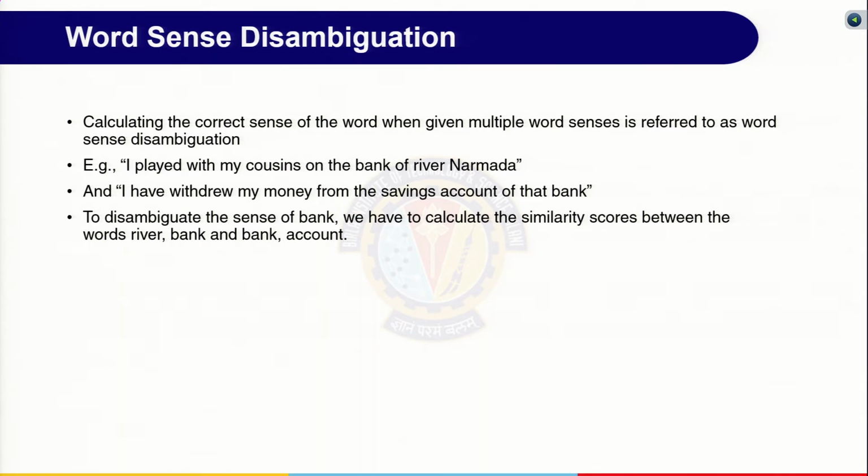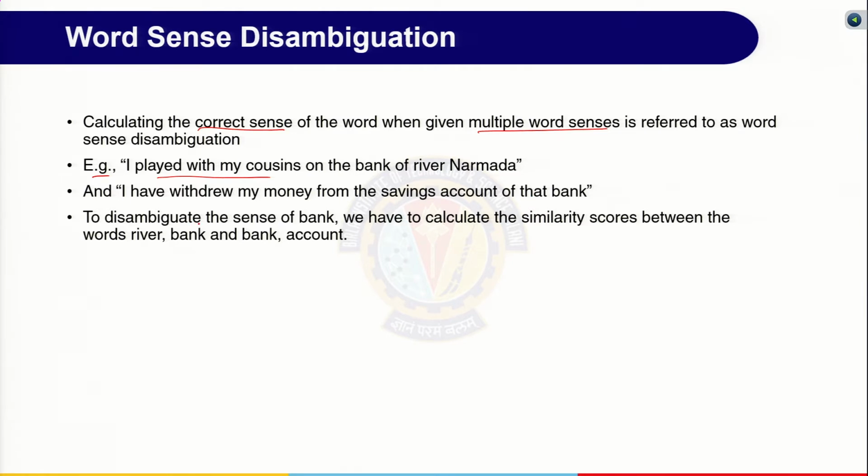Now that we have understood that there's a thesaurus like WordNet, how can we solve this problem using WordNet? So let us calculate the correct sense of the word given multiple word senses referring to the WordNet here. So, example again: I played with my cousin on the bank of river Narmada, and I have withdrawn my money from savings account of that bank.